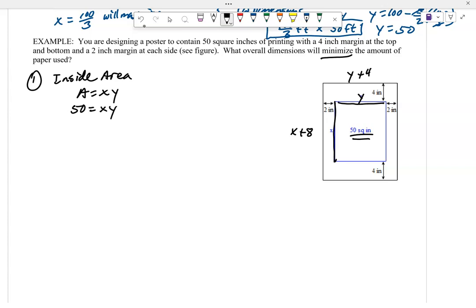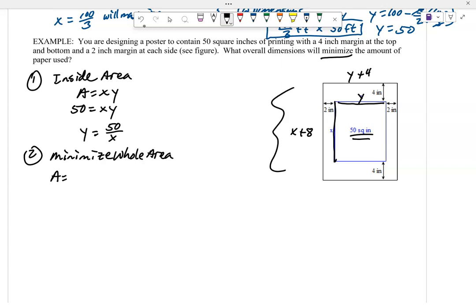So we're going to solve for one of the variables again, so y is 50 over x. Now we're trying to minimize the whole area, right? How much paper we're using. Well, the whole area would be x plus 8 times y plus 4. But again, I'm going to substitute. Y is 50 over x. I got to put that in right there. So I'm just left with one variable on this.